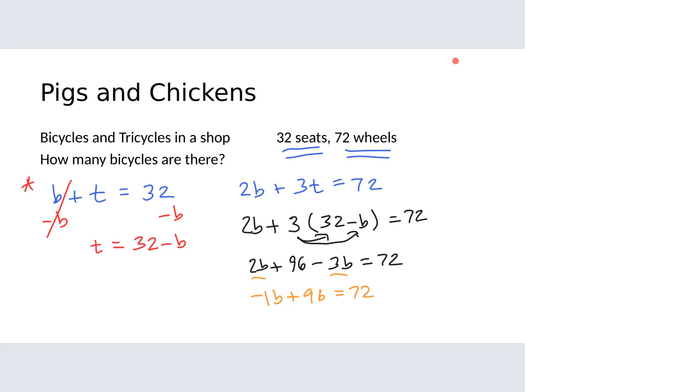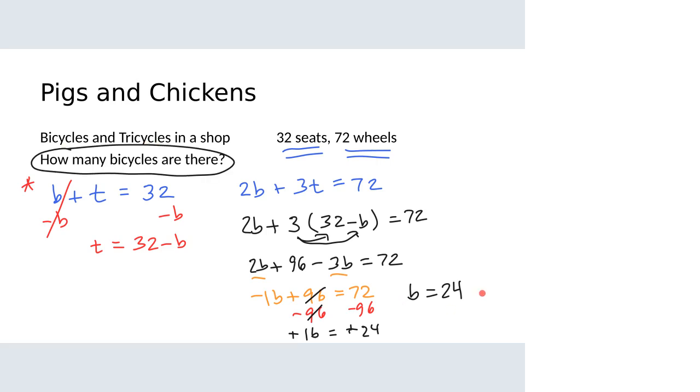Now I want to get that b by itself, so I'm going to subtract 96 on the left, subtract 96 on the right. On the left-hand side, those cancel, leaving me with negative 1 times b. And on the right-hand side, I have 72 minus 96, which is negative 24. At this point, I'll just multiply both sides by negative 1. So b is 24. And I found out that there are 24 bicycles in the shop. This question said, how many bicycles are there? And that's what I've got right here.